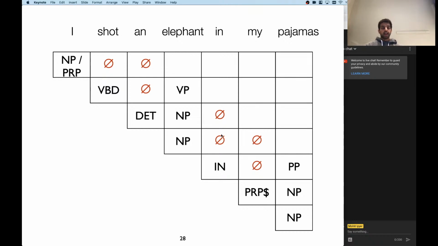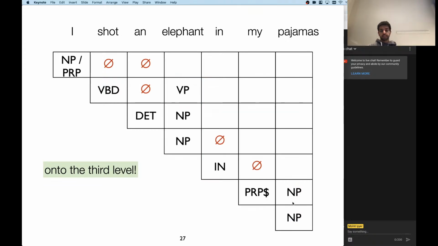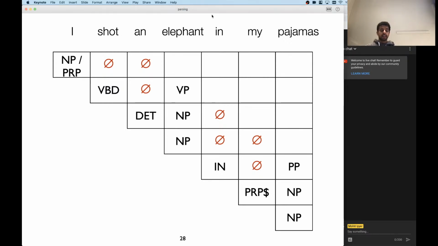So now I can similarly do all of the third level of this chart, and we see here that we put in a PP. So this cell spans in my pajamas. And we form this by combining in, which is associated with this non-terminal IN. This is reserved for like prepositions. And I'm combining this with this NP, my pajamas. So if you look in our grammar, there's this rule, PP is formed by IN and NP. So that's what I've applied to get here. We see that the other option, in my, combined with pajamas, can't be used because there's a null here. Okay, so everyone following along?